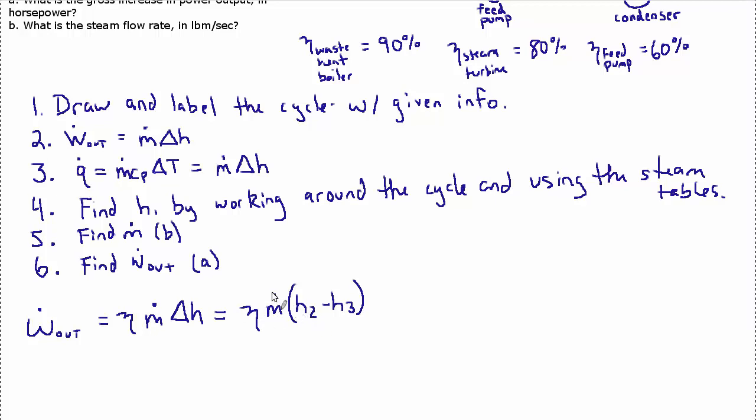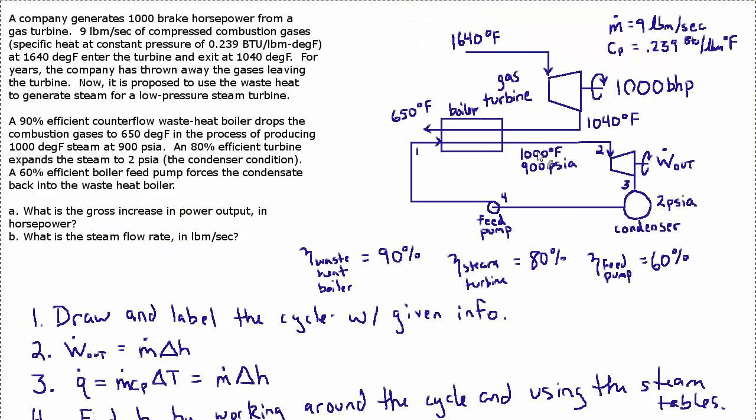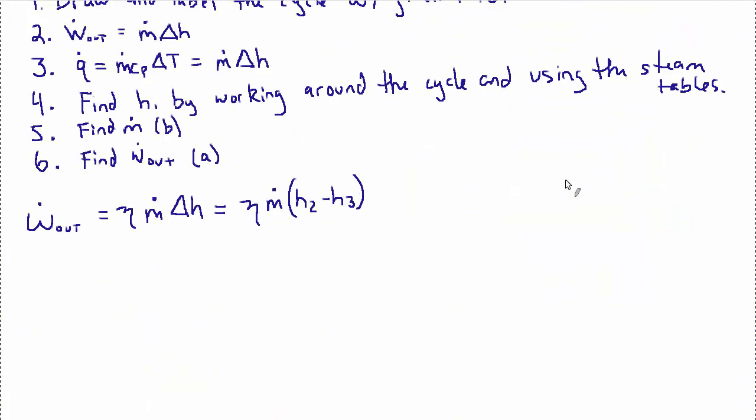Okay, so we don't know M dot yet. We do know the efficiency. We don't know H2 or H3, so we got to go after both of those. Let's start by going after H2. Well, at H2 we know the temperature and the pressure, so that is a fully defined state.